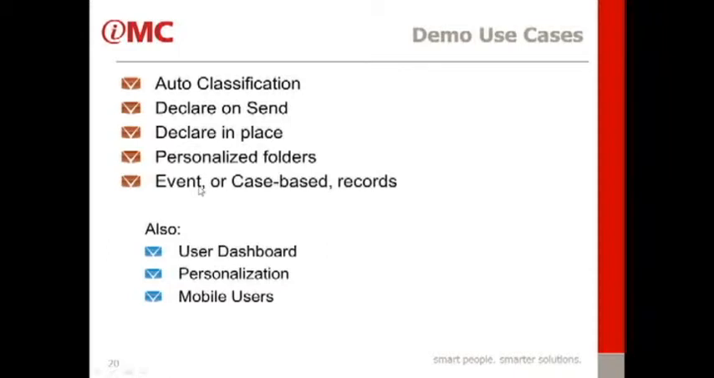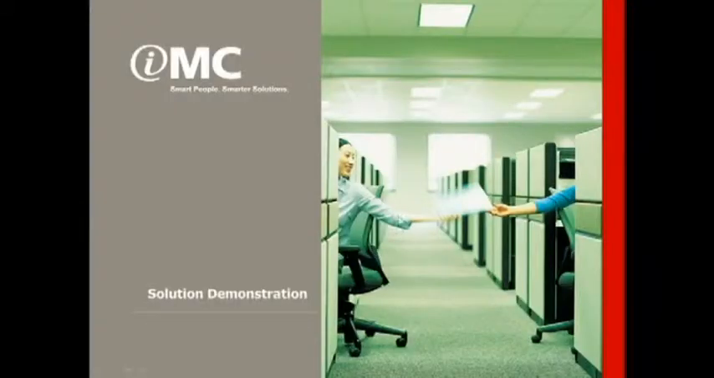And then also, we're going to mention here all these different ways supports event-based, or some call it case-based records management. So say employee supervisory communications, and you can identify the employee ID or the contract number, policy number, things like that. And then some additional things, a user dashboard to keep users in control, how the users can benefit from personalization, and support for mobile users. So with that, Jeff, we're going to hand it off to you and take us through this thing.